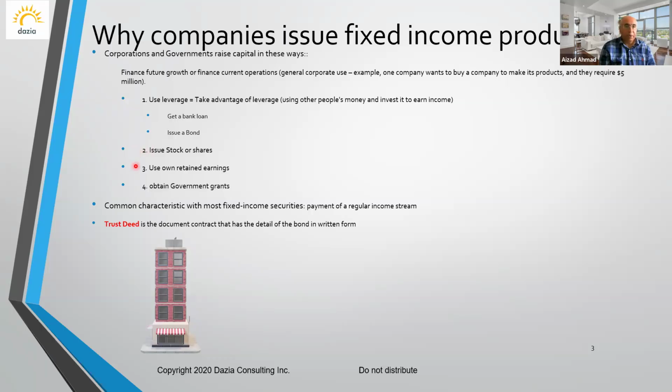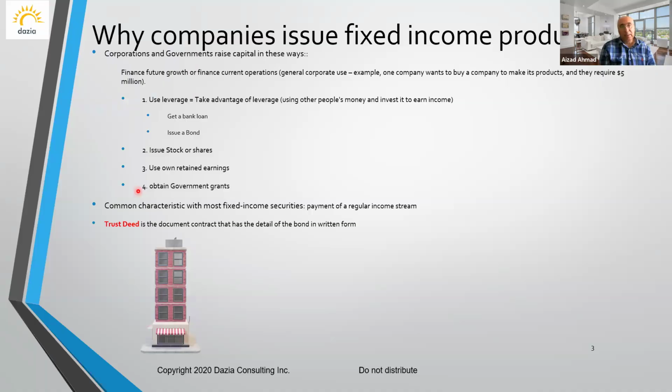Another option is if they have their own money, they have their own savings, they can use their own retained earnings. If they have $5 million lying around in their accounts somewhere in savings, they could use that, right? But not all companies have that. They can also apply for government grants. They can apply and they may get a portion or a part of this as a government grant. And so this is also possible.